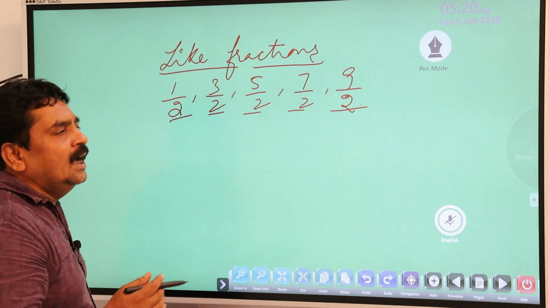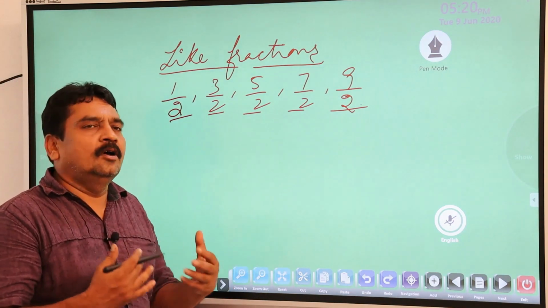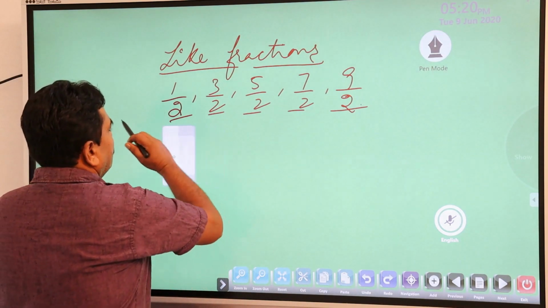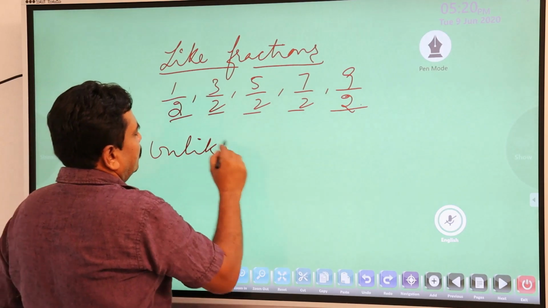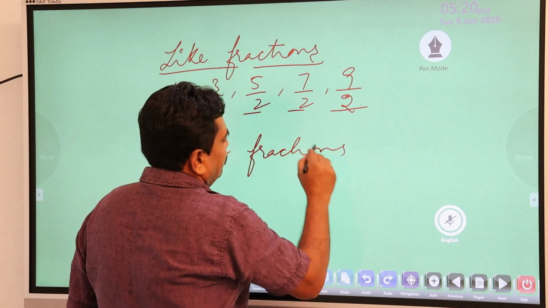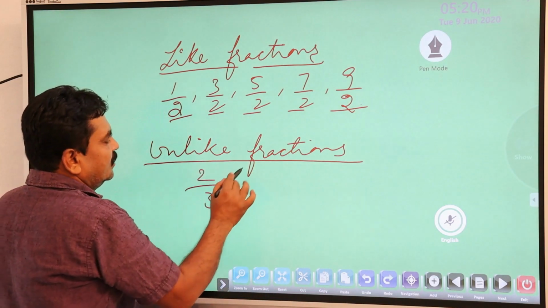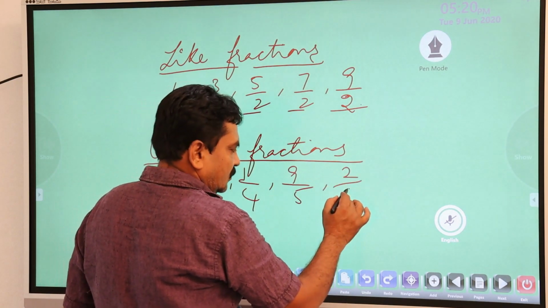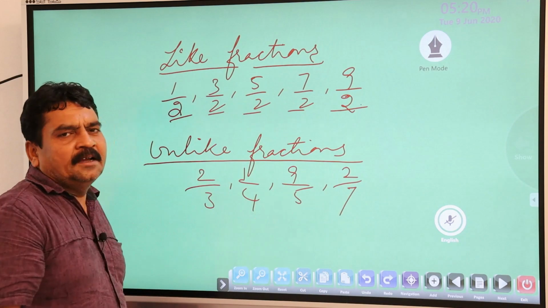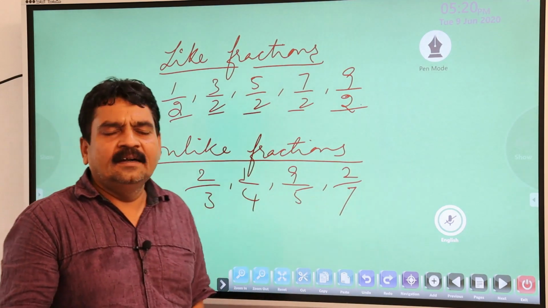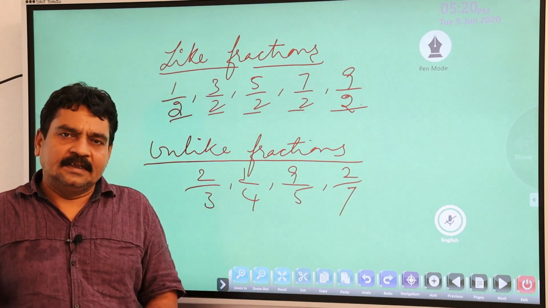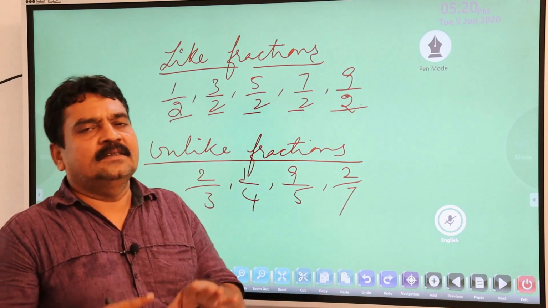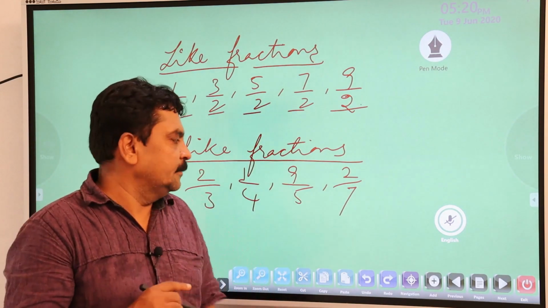Unlike fractions means you have different denominators in the fractions. You call it unlike fractions. The next one is unlike fractions. That is, say 2 by 3, 1 by 4, 9 by 5, okay, 2 by 7. You call these unlike fractions, where you have different denominators present. You have studied proper fractions, improper fractions, mixed fractions, like fractions, and unlike fractions.